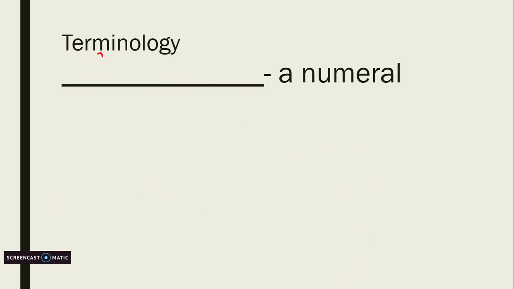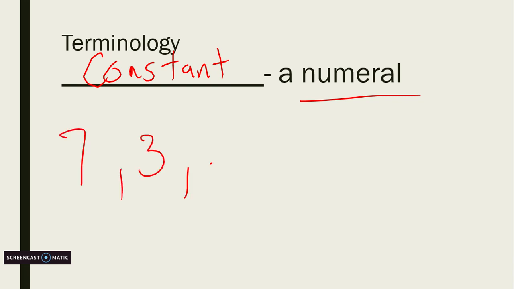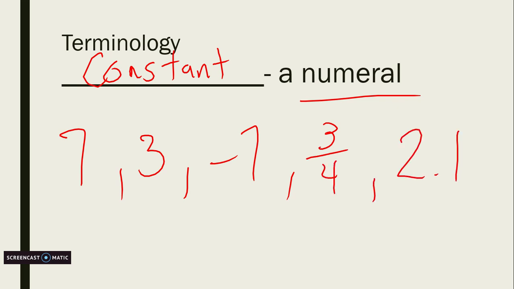Next, we have a constant. A constant is just a number. This is a numeral or a number. The main thing here is that it's not a variable. Constant isn't going to have any variables. So you could have 7, 3, -7, even 3/4, 2.1. They're constants. There's no variables, okay?